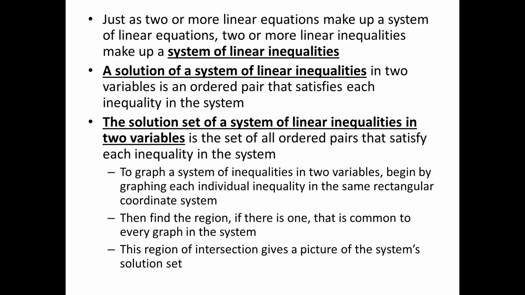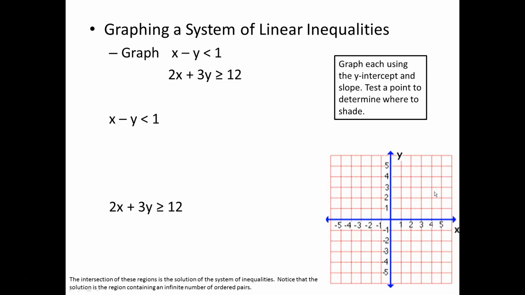So to graph a system of inequalities in 2 variables, begin by graphing each individual inequality in the same rectangular coordinate system, and then find the region, if there is one, that is common to every graph in the system. We want where it overlaps. The region of this intersection gives a picture of the system's solution set. So let's do a little example, okay? So just like before, except there's 2 of them.